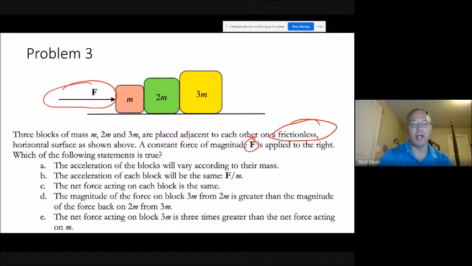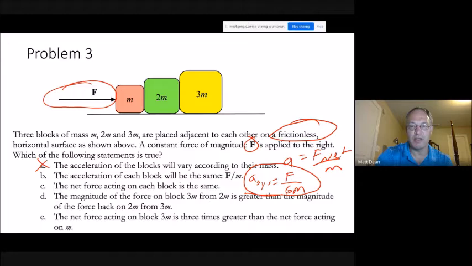The acceleration of the blocks will vary according to mass. Well, if we're pushing on box M, they're all going to accelerate. They're all going to have the same acceleration, right? So it's definitely not A. The acceleration of each block will be the same. That's true. But it's not going to be F over M. It's going to be acceleration equals F net over M. Here we're thinking about the system. So the acceleration of this system is going to be the net force, which is F, over the total system mass, which would be 6M.